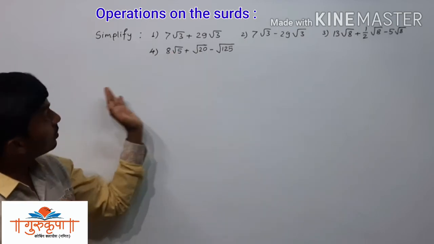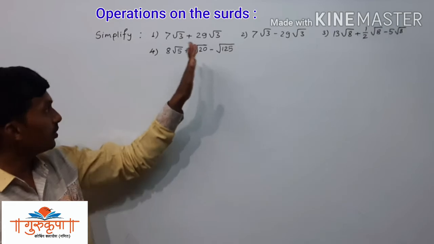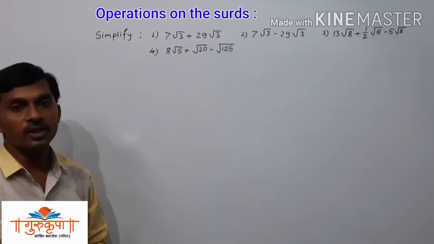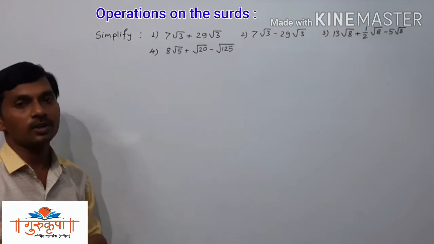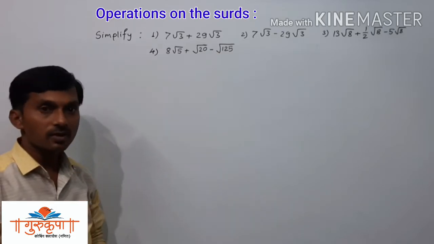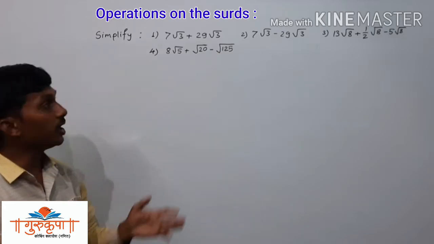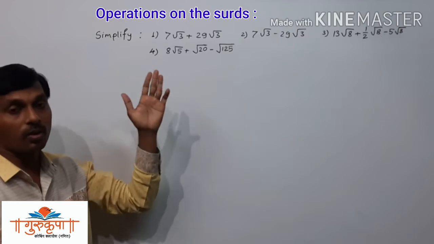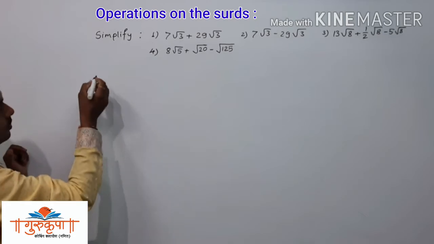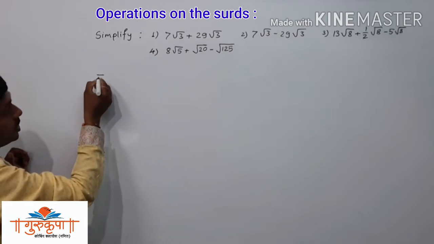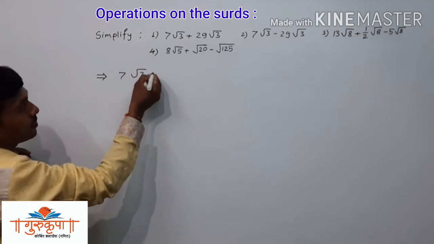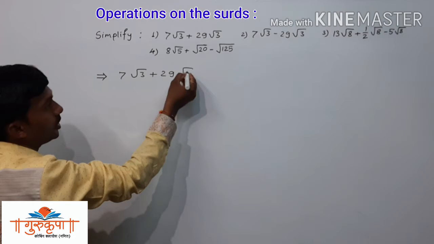And here we have some examples. Now here we have the four examples related with addition, subtraction and together addition and subtraction. So from these four examples we will study how to take the addition or subtraction of the surds. So we will take the first example. In the first example we have to simplify 7 into root 3 plus 29 into root 3.